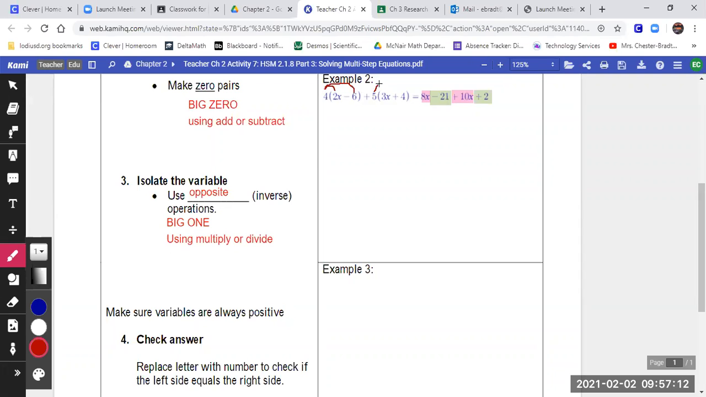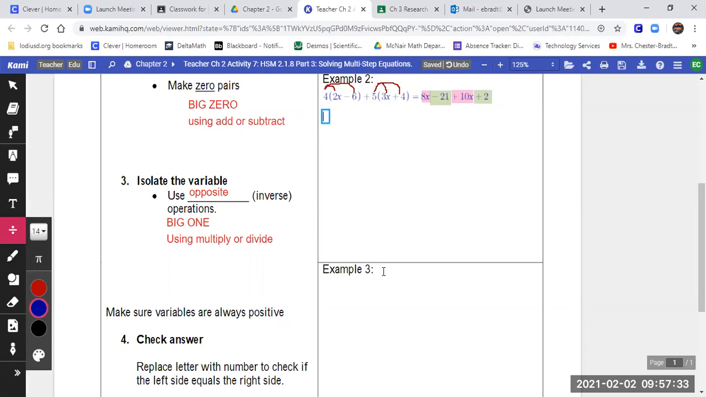So that 4 is going to multiply times the 2x and the negative 6. And this 5 is going to multiply times the 3x and the 4. Okay. So we're going to be doing both of those, and then we're going to clean up that right side.